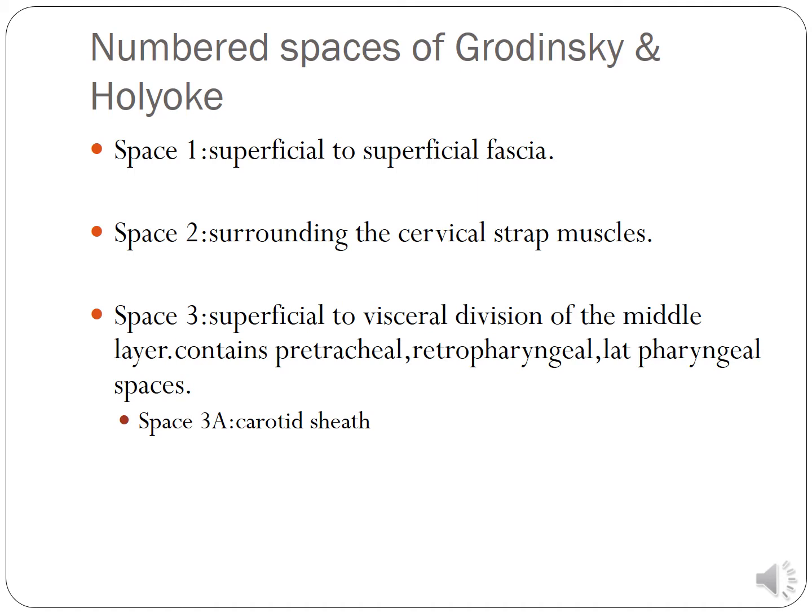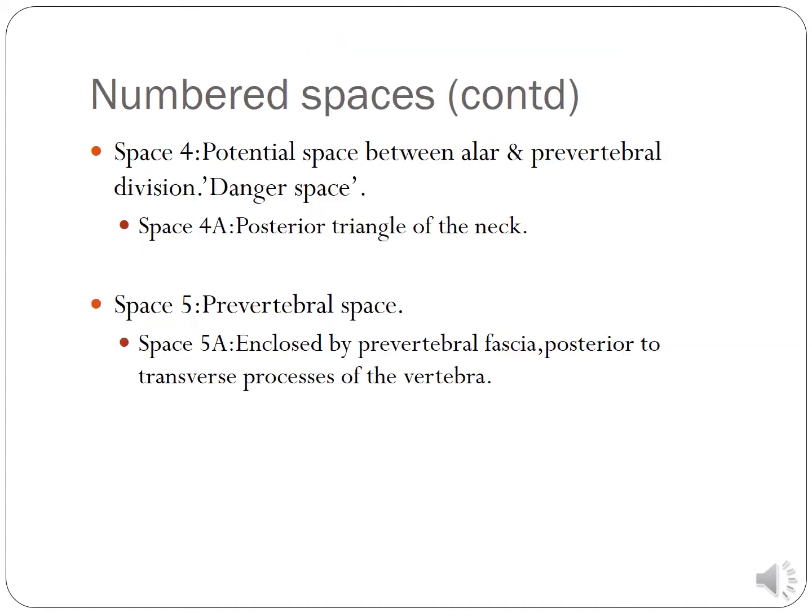The carotid sheath contains the carotid artery, internal jugular vein, and vagus nerve, which are all very important. The vagus nerve carries the parasympathetic supply for the heart, and the carotid artery supplies the brain. So all these things are very protected inside the sheath.